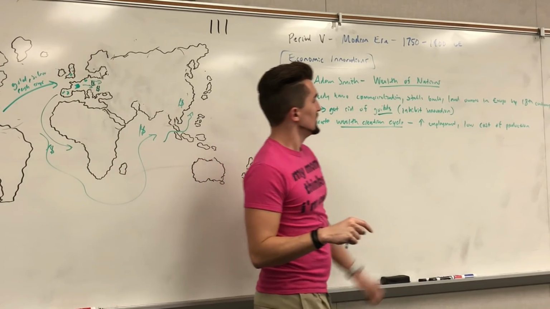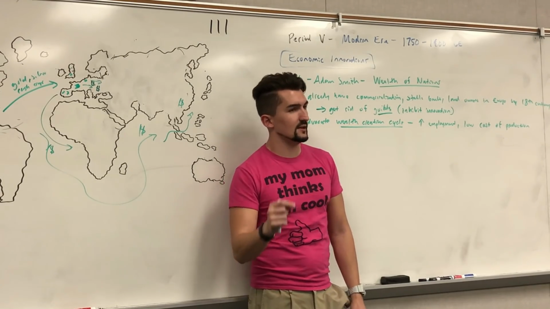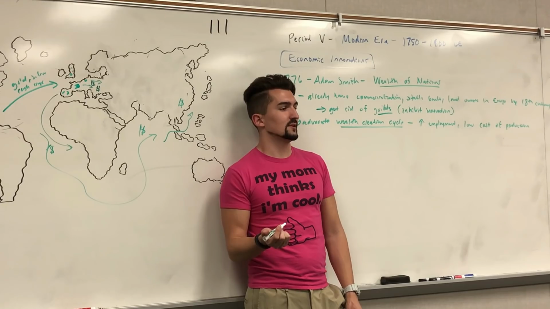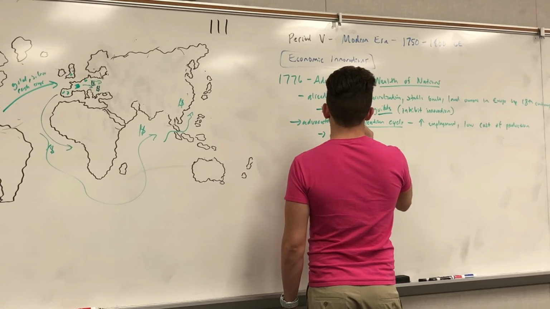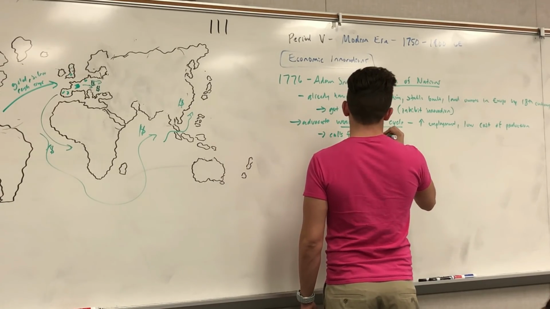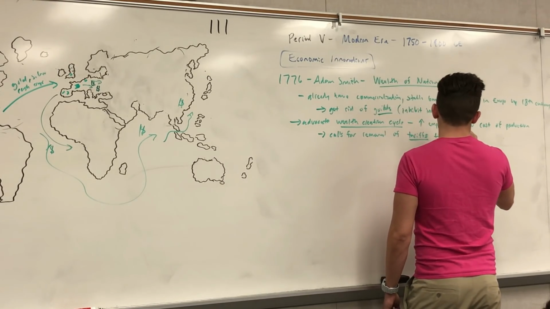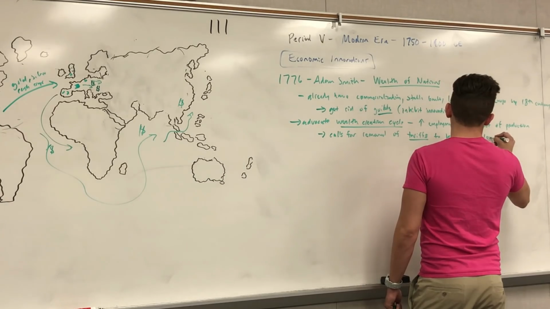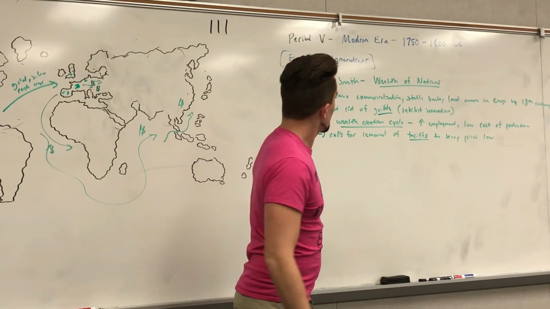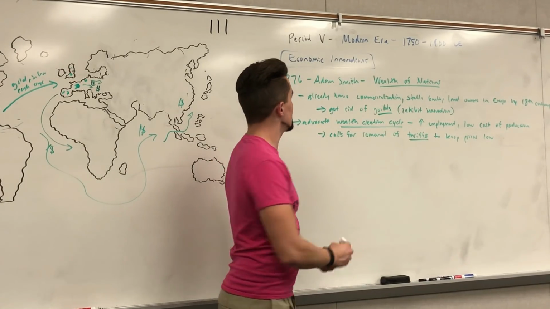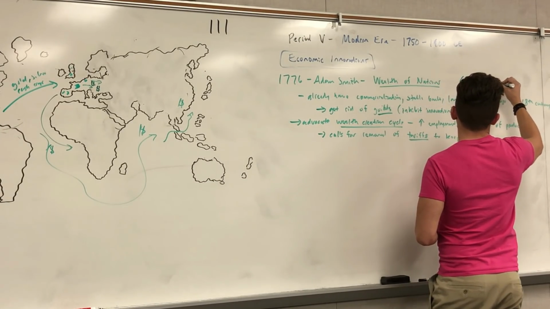So if I need low cost of production, what's one thing I'm really going to need to have eliminated that's keeping prices higher than I want them to be? Tariffs, absolutely. So he calls for tariffs to be removed to keep prices low. Alright. And then so I want tariffs and guilds gone. Like that's a big part of it here. So I'm gonna put that here. Guilds, tariffs, gone.